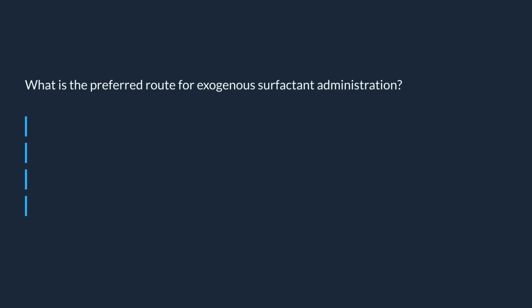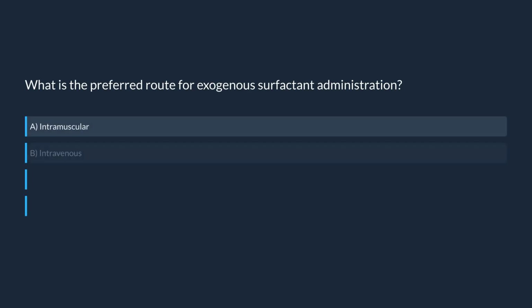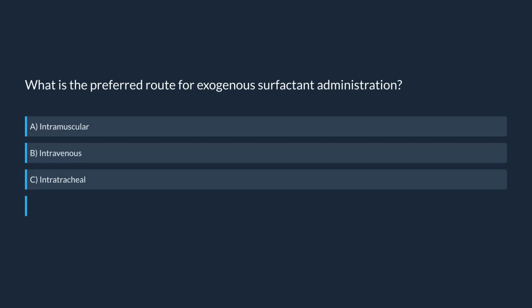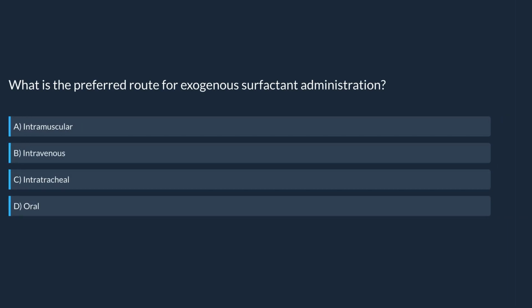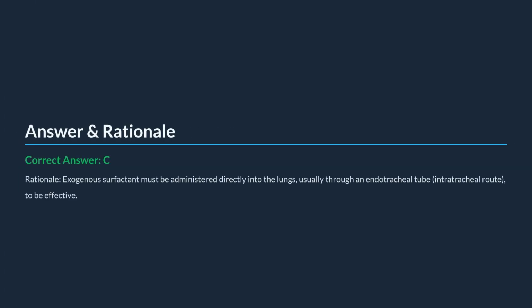What is the preferred route for exogenous surfactant administration? A. Intramuscular, B. Intravenous, C. Intratracheal, or D. Oral. The correct answer is C. Exogenous surfactant must be administered directly into the lungs through an endotracheal tube, which is the intratracheal route, to be effective.